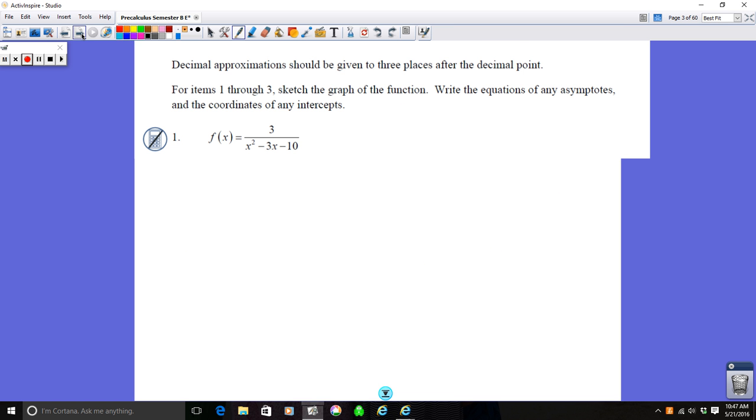So the first question here is asking you to sketch a graph of the function. Write the equation of any asymptotes and the coordinates of any intercepts. So this actually is going to take you a little while here.